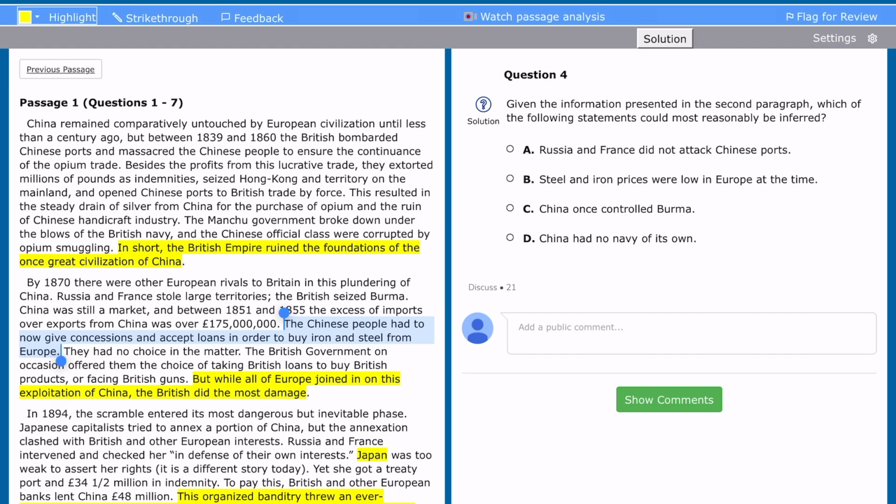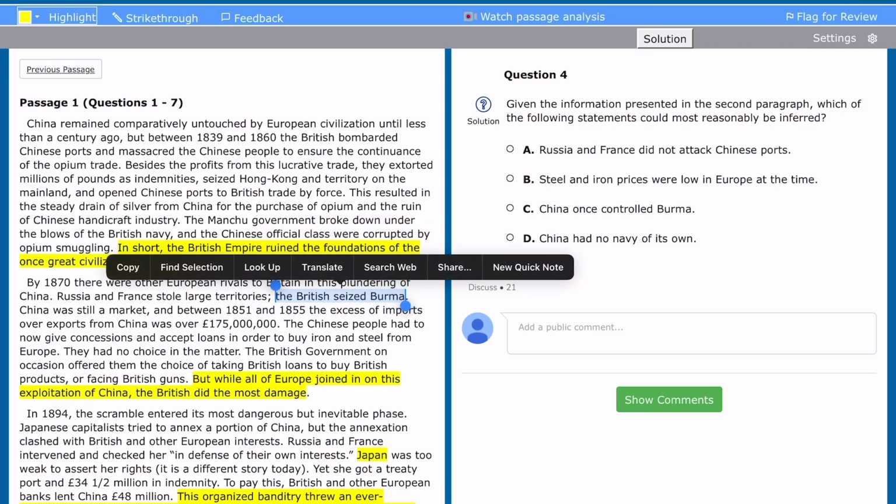C. China once controlled Burma. It references Burma and says the British seized Burma. The inference here that we can make by working backwards is that if the British took Burma, the implication is that Burma was previously run by China and then the British took it away from them. This looks like a good answer.